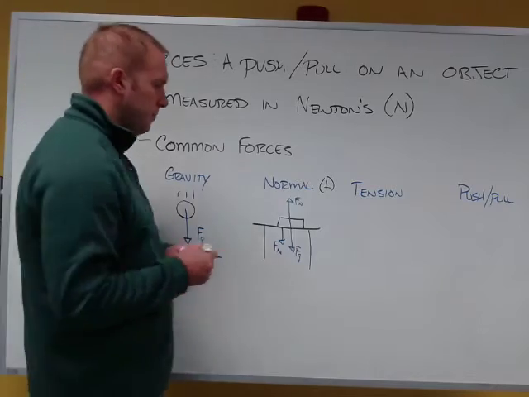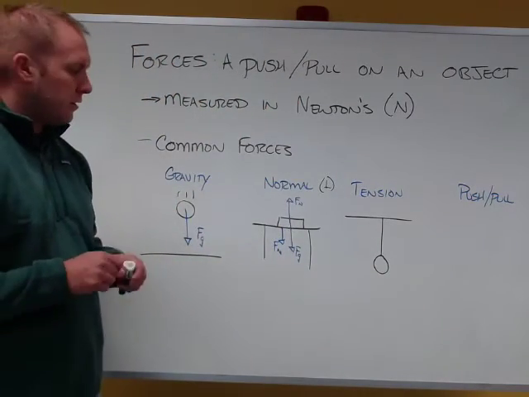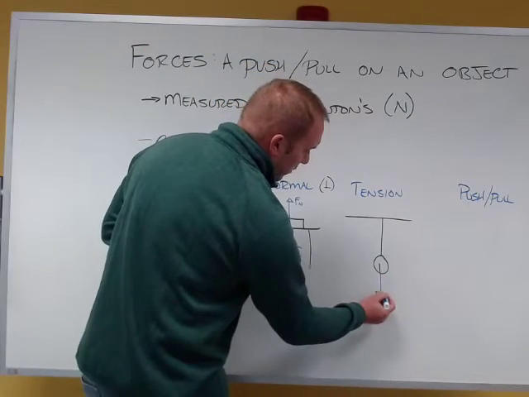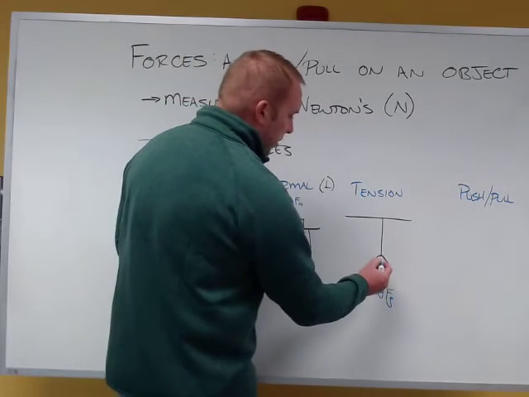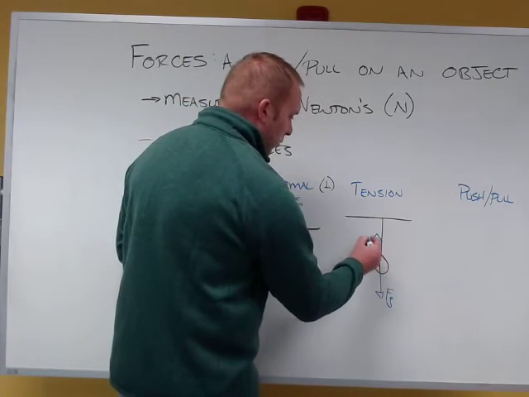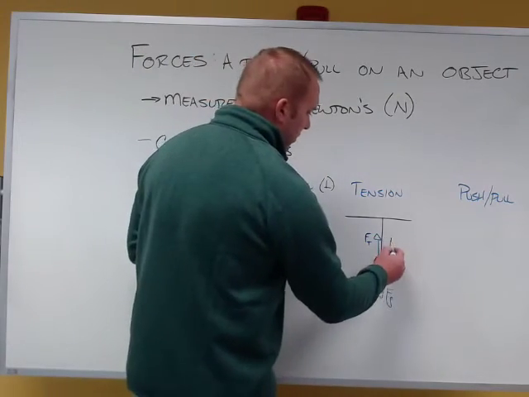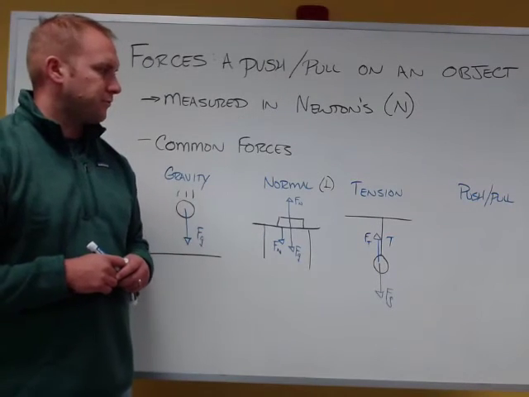Another force would be tension. If we have an object that is hanging from a string, it's also going to have 2 forces acting on it. This one's going to have the force of gravity down. And the second force would be our tension force, which we could call Ft, or sometimes you'll see it represented as just capital T, indicating that that's the tension force.